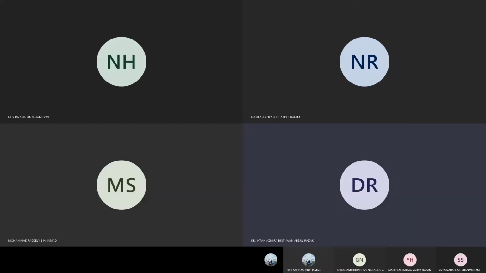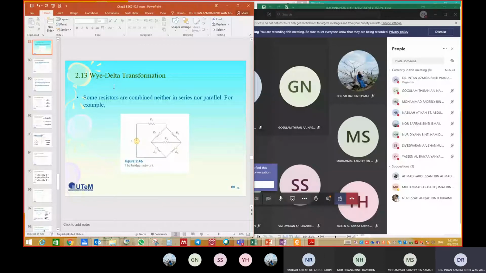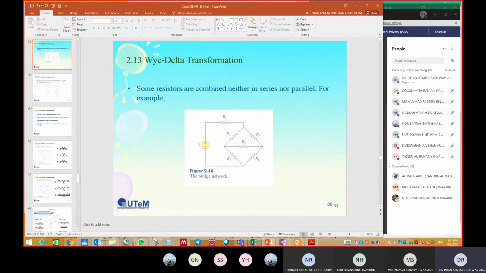Okay, let's go to Y-delta transformation, Y-delta or delta-to-Y transformation. Some resistors are combined neither in series nor parallel. So Y-delta transformation is for resistances that are connected neither in series nor parallel. For example, R2, R3 and R4 are not connected in series and parallel.